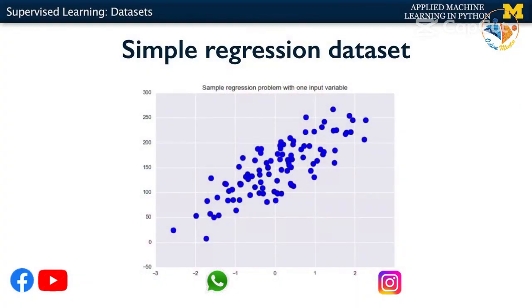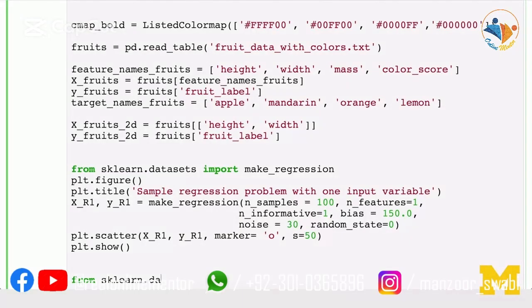So for basic regression, we'll start with a simple problem that has one informative input variable, one noisy linear output, and 100 data samples. Here's a plot of a data set using a scatter plot with each point represented by one dot. The x-axis shows the feature value, and the y-axis shows the regression target. To create this, we use the make_regression function in sklearn datasets. Here's the code in the notebook.